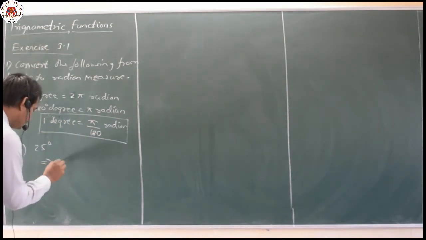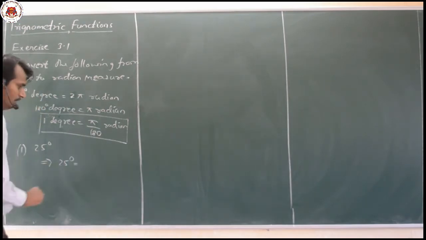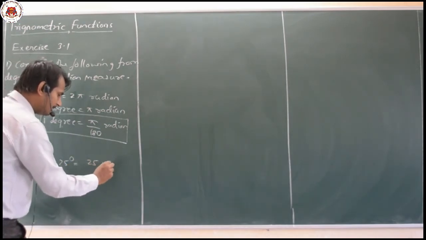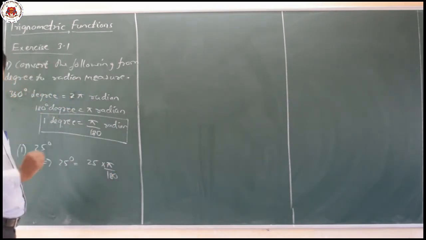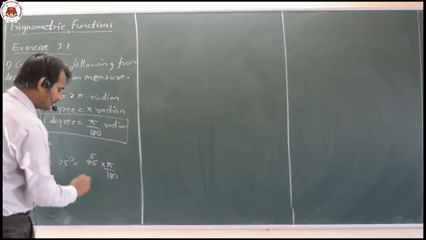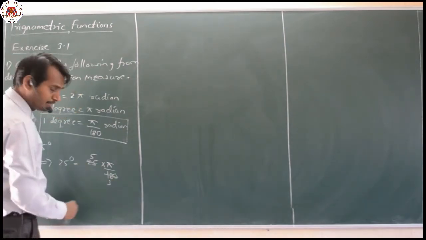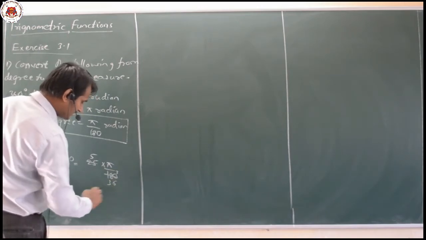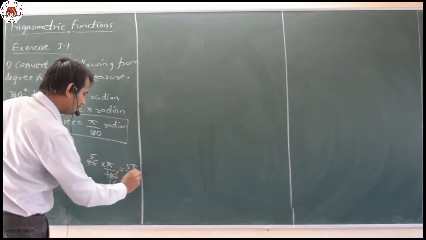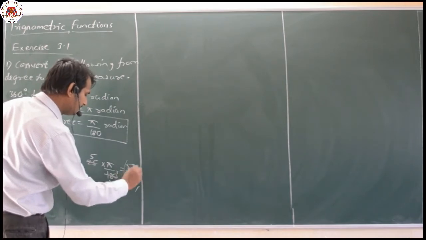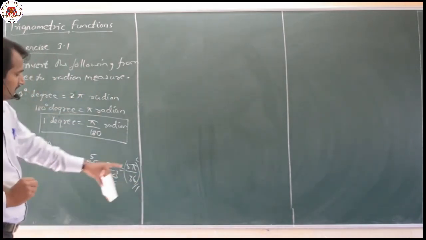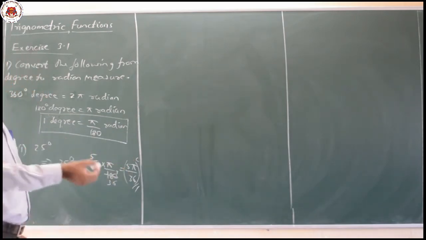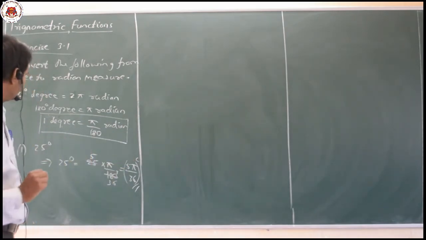That implies 25 degrees is equal to 25 into pi divided by 180. Now you can easily solve it: 5 5s are 25, 5 3s are 15, 3 is remaining, 5 6s are 30. So we get 5 pi by 36 radian. You can denote it this way, or simply write it as radian.